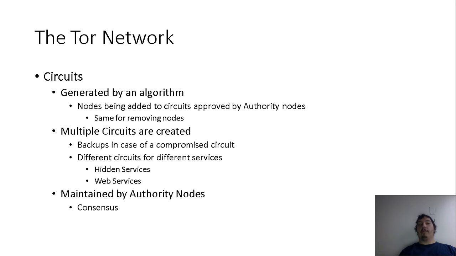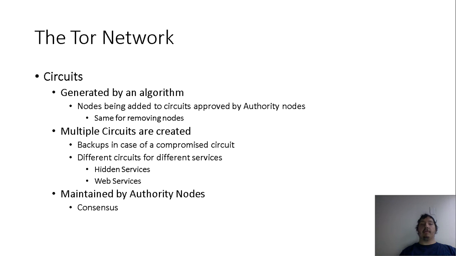Circuits are generated by an algorithm, and the nodes added to the circuits or removed from the circuits must be approved through the consensus by the authority nodes. And multiple circuits can be created. And there are backups in case at least one of the circuits becomes compromised. And there are different circuits for different services.